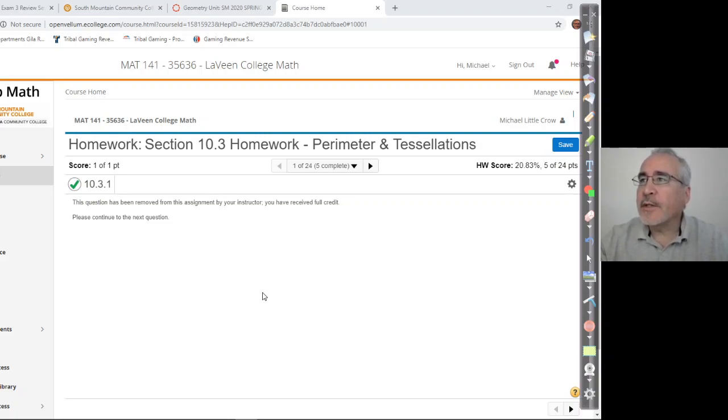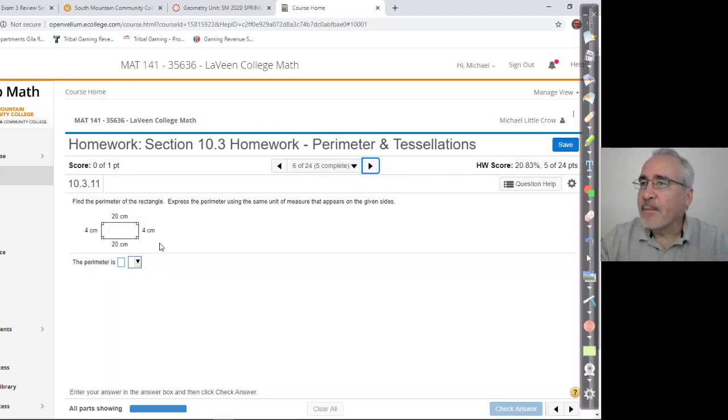Resources available to you, what we're going to do is review through some of the homework questions, help you get set up and working through them. So I'm in section 10.3, so this was perimeter and tessellations. It says right there. I've taken out a number of questions because actually I'm not going to have you do work on tessellations. That's actually extra. I did have you do a project, but we will need to do things like perimeter.